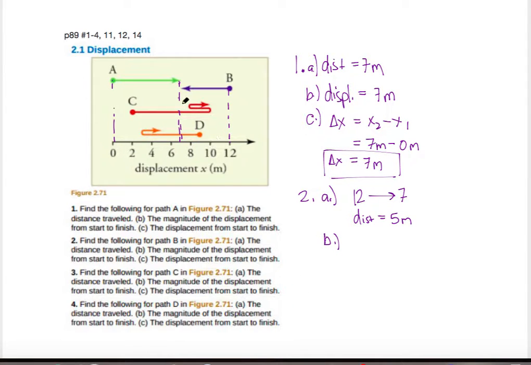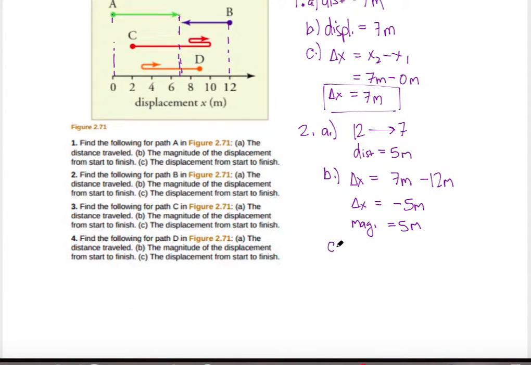Then for B, the magnitude of the displacement is just going to be, well, from 12 to 7 is 5, right? Or I can think of it in my formula as delta x equals my final position, which is 7 meters, minus my initial, which is 12 meters. Delta x in this case is negative 5 meters. Now the magnitude of this is just the 5 part. So it's just 5 meters. While the actual displacement, which it's asking for in C, is the same value with the negative included.